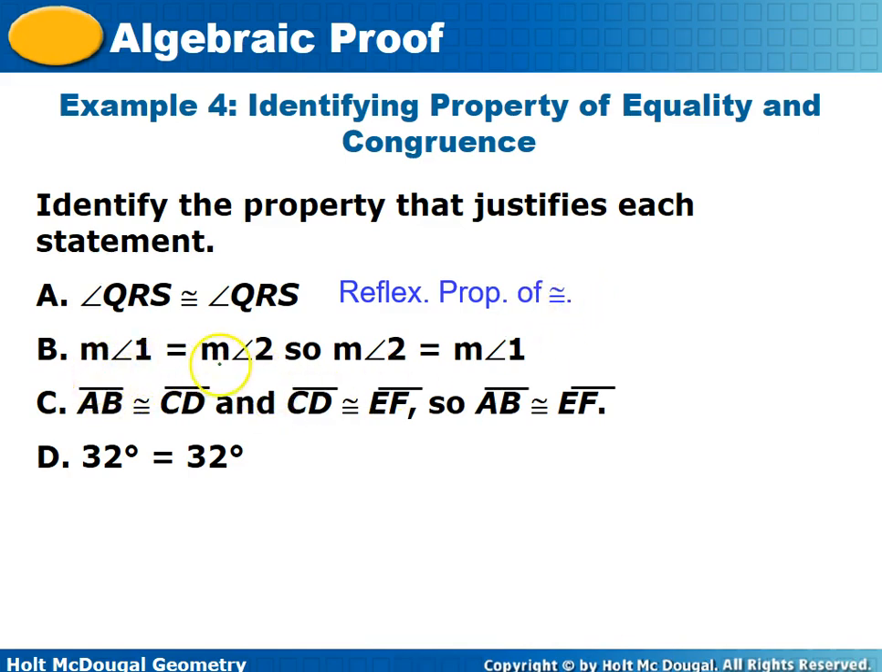B is the measure of angle 1 is equal to the measure of angle 2, so the measure of angle 2 is equal to the measure of angle 1. We have two different distinct angles here, so this is going to be our symmetric property, and it's going to be equality again because we have an equal sign there.